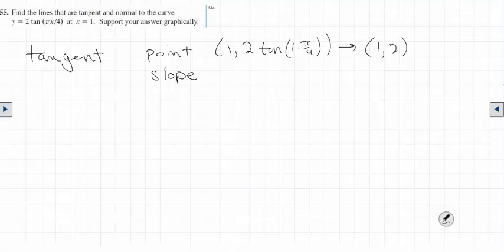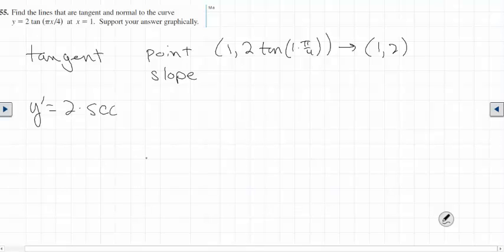Now to find the slope, I'm going to need to find that derivative. You've got a constant multiplier of 2. The outside function looks like tangent. So let me take the derivative of the outside function, which is going to be secant squared. Let me leave the inside function the same, and then multiply that by the derivative of the inside function, which is pi over 4.